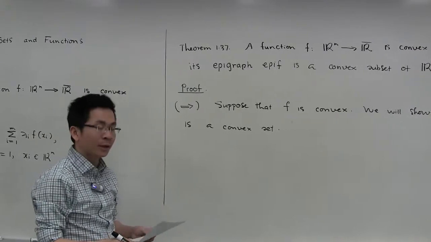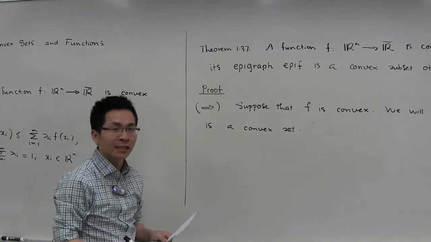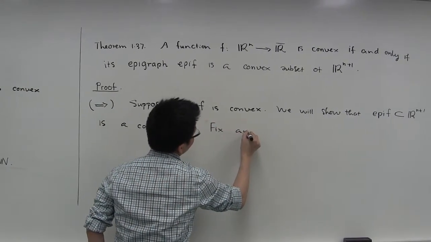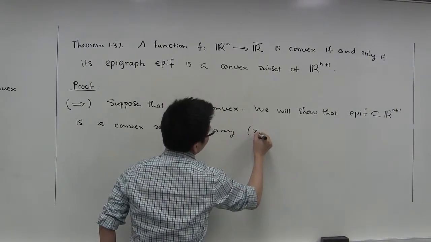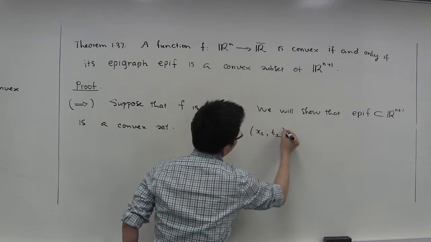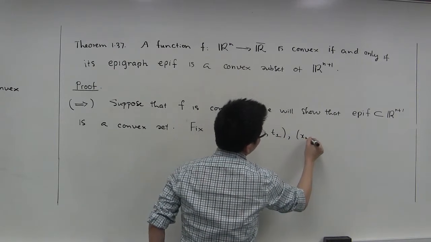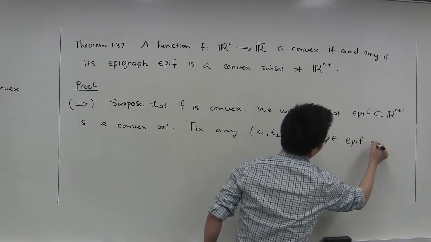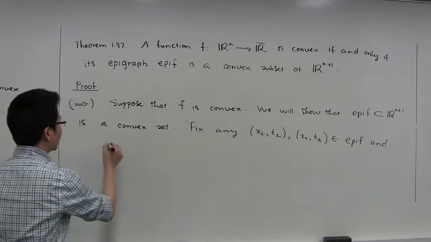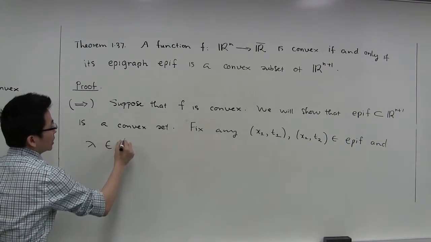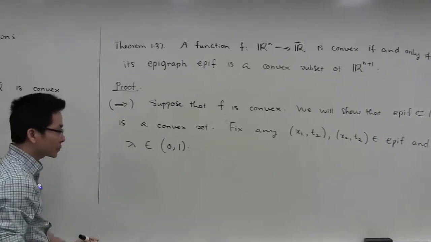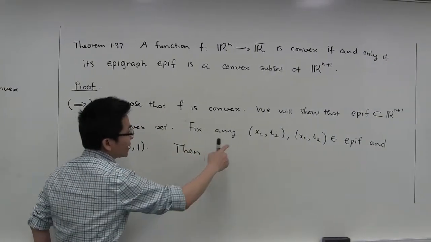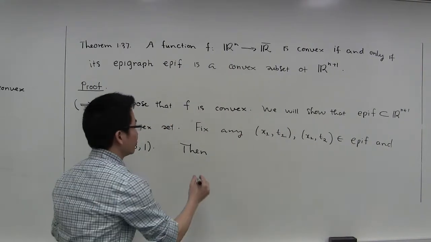In order to do so, we're going to use the definition of convexity of sets. So fix any elements (x1, t1) and (x2, t2) in the AB graph of f, and fix any number lambda in the open interval (0, 1). Then, by the definition of the AB graph of f, we have the following.